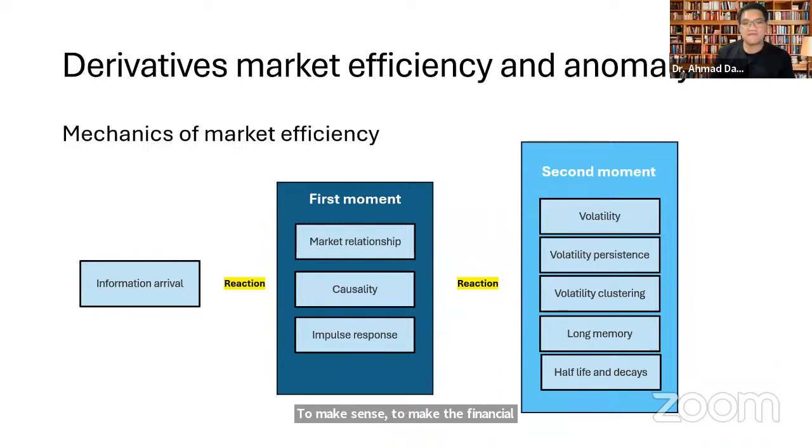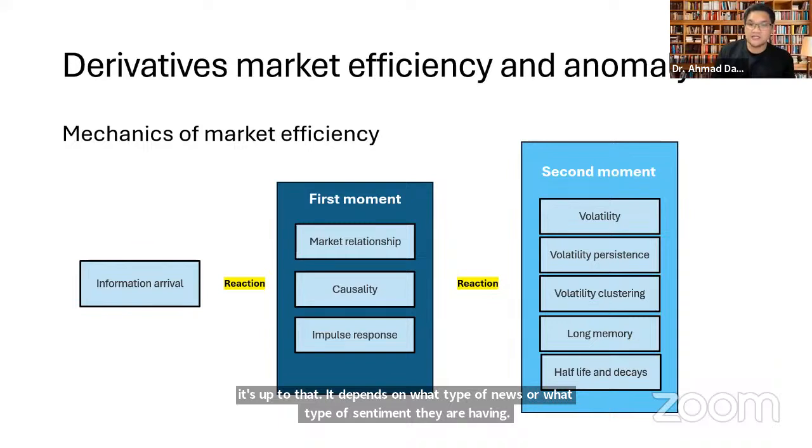Now, the very first stage is information arrival. When the information arrives into the knowledge of the investor, the trader, they will react. Of course, they will react. How do they react? Probably they will close their position, or they will add to their position. It's up to them. It depends on what type of news or what type of sentiment they are having. That is information arrival, the first stage.